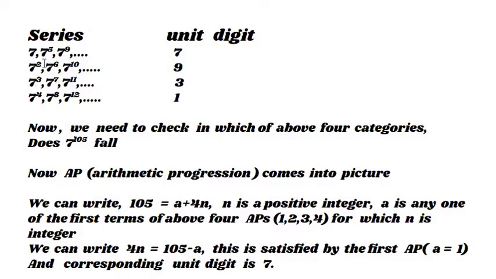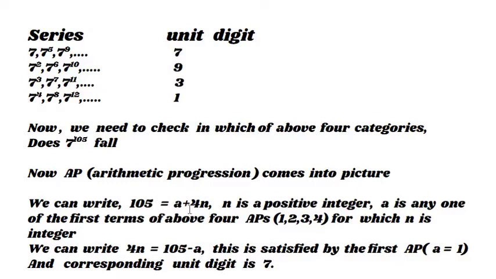For example, this first one is an arithmetic progression with constant term. This is first term 1 and common difference 4. These all four arithmetic progressions or series have same common difference 4, and have different constant terms or first terms 1, 2, 3, 4. Now we need to check in which of these 4 does 105 fall.